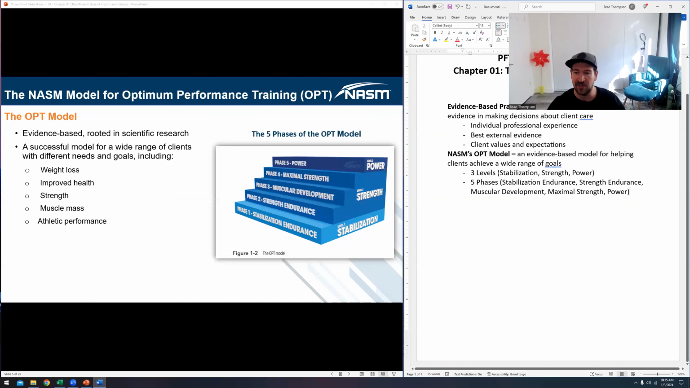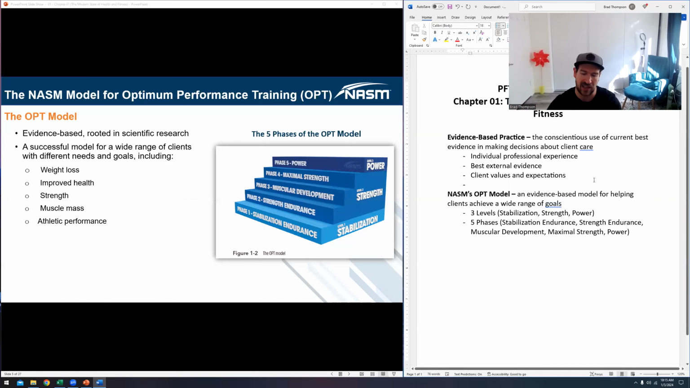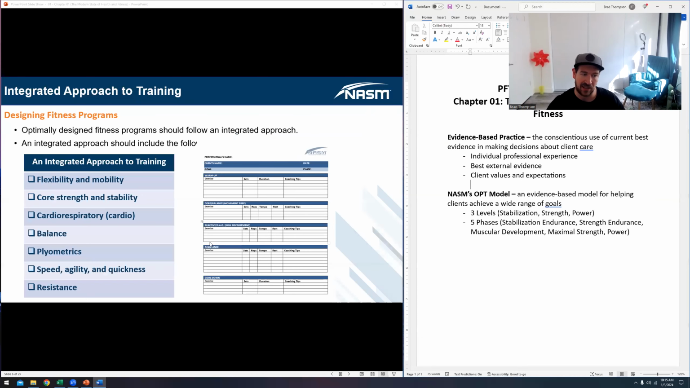So we're going to go more into that, obviously, as we get into our actual program design classes, which I know we've been in a little bit here and there, but always trying to make those as clear as possible. That's what NASM's OPT model is. So in the NASM OPT model, you are going to pair that with NASM's OPT template. And the OPT template is a way to design and organize an optimal fitness program using NASM's OPT model. So the OPT template is going to allow you to use the OPT model.